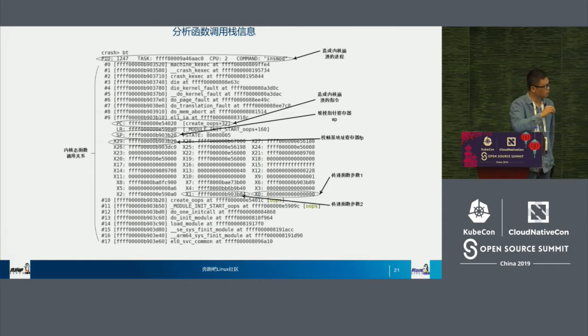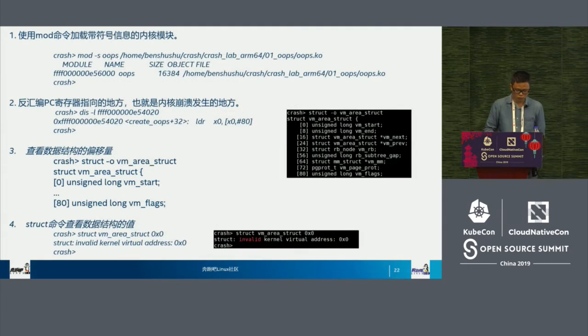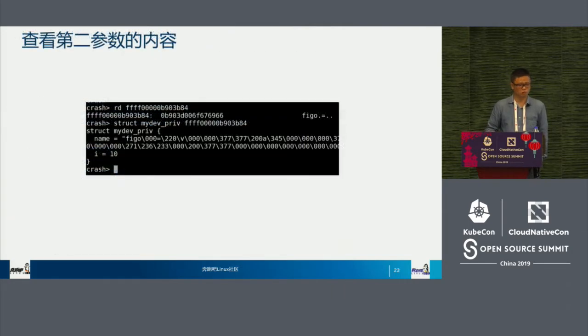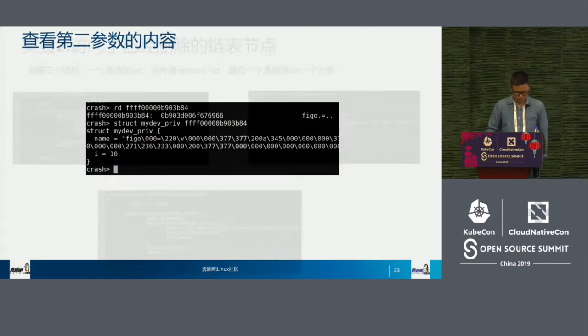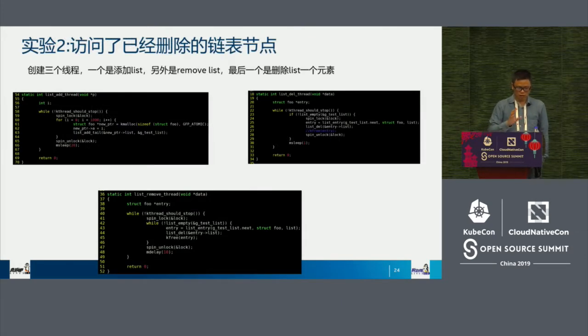For example, this is the parameter, the first one, and this is the cause. This is the cause for the crash in kernel, and you can read it if you're interested after the session. And this is how we run the analysis. So due to time sensitivity, I'll just skip. And this is how we check on the second parameter.